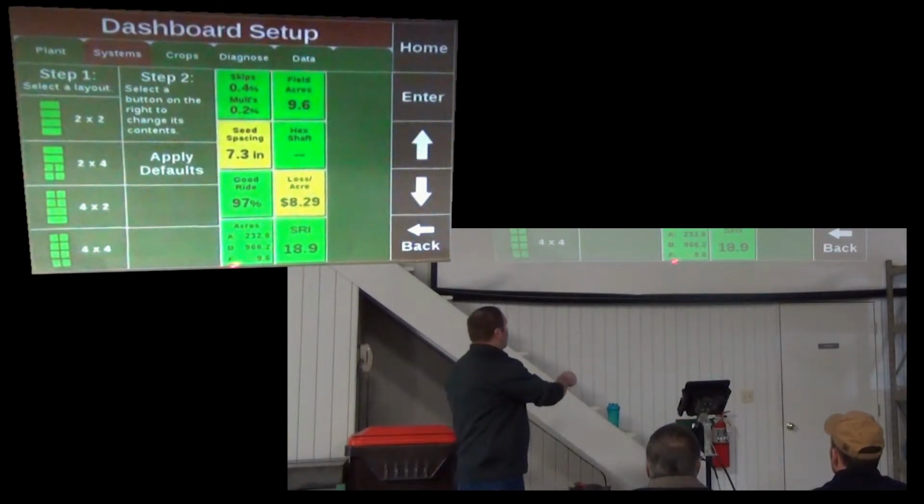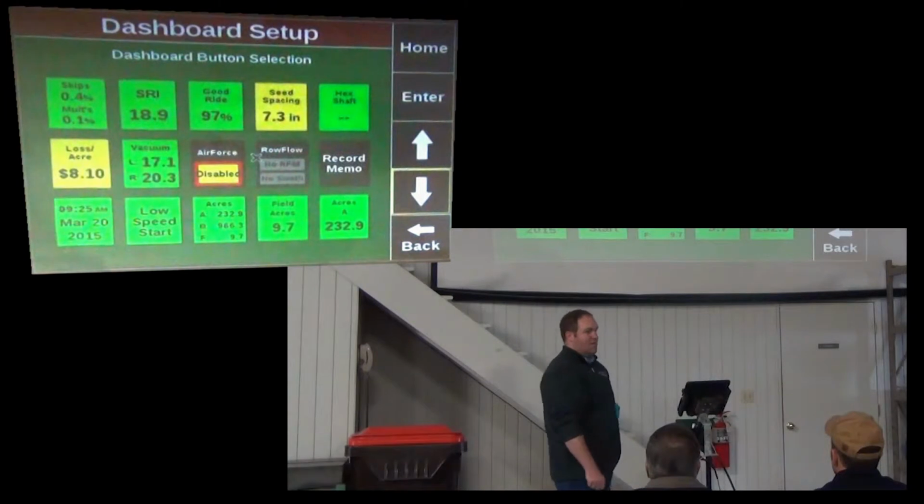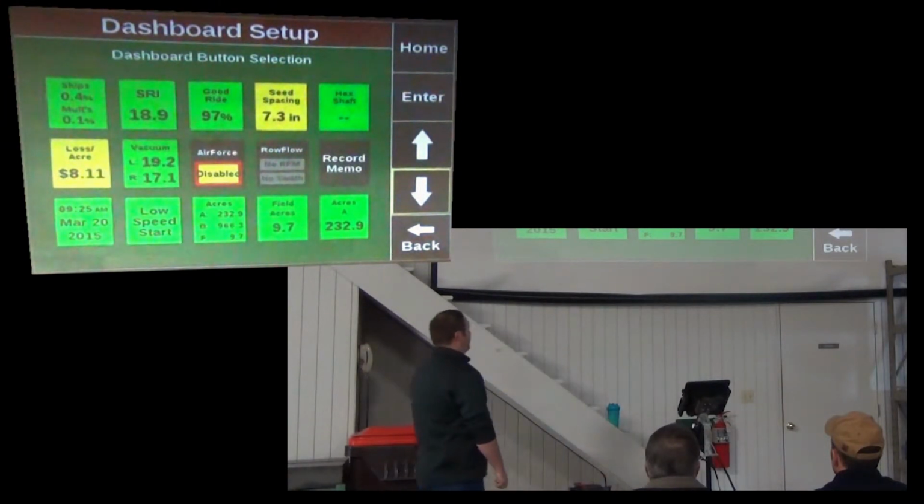If I touch on any one of these boxes, that's saying I want to replace that one. So I'm going to touch on it and replace it. Here's the list of what I can replace it with.